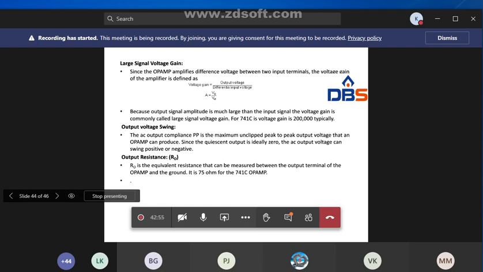So it is a large signal voltage gain. The open loop voltage gain is the ratio of output voltage to differential input voltage. So that is A equal to V naught by Vd.